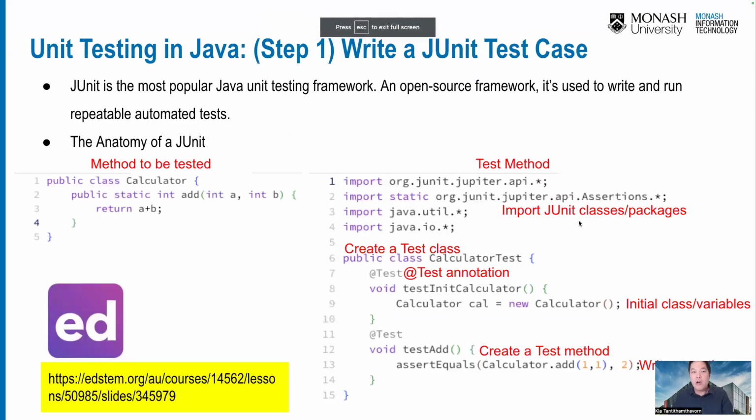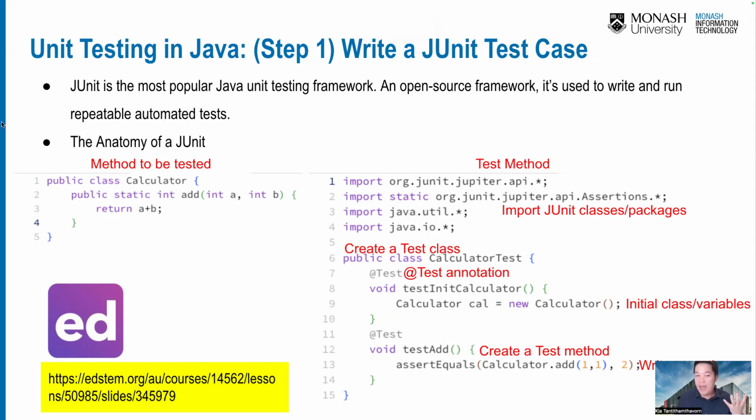When you write the unit testing in Java, normally we need to use the JUnit library. JUnit is the Java unit testing framework. It is an open source framework. It provides lots of methods and libraries, the functions, everything to implement the unit testing here. And I'm going to give you a high-level concept about the anatomy of the unit testing.